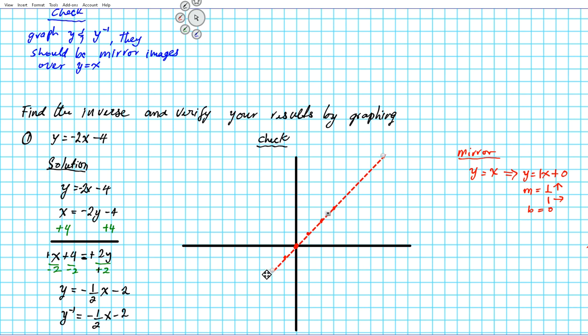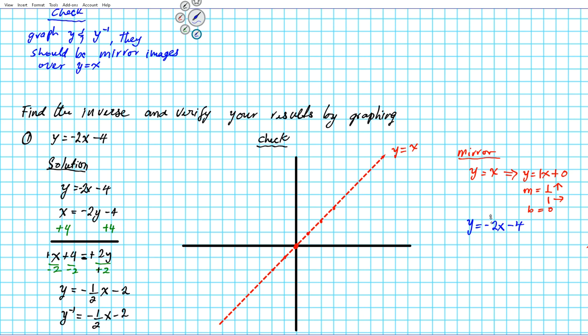Now what we're going to do next is graph the two functions and hope that they're inverses, reflections, mirror images of each other over this mirror line right here, y equals x. The first one that we're going to do, let's make it blue. So the first one is y equals negative 2x minus 4. For this one, if you look at y equals mx plus b, right?